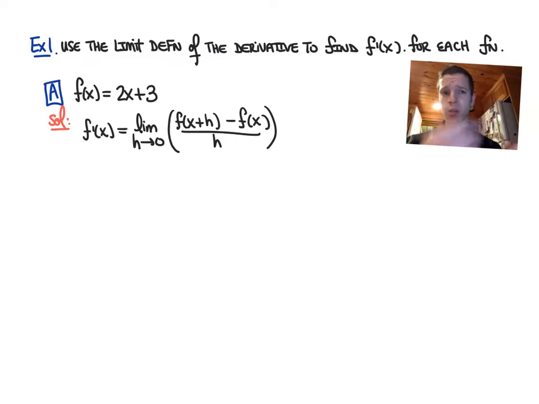So for example, this part A here, this function f of x equals 2x plus 3, we're going to find the derivative with the limit definition. So right away, you need to write the first step, which is actually just using the definition. So you have limit as h goes to 0 of this. We actually call this the difference quotient. So if you ever hear that term, that's just this fraction here.